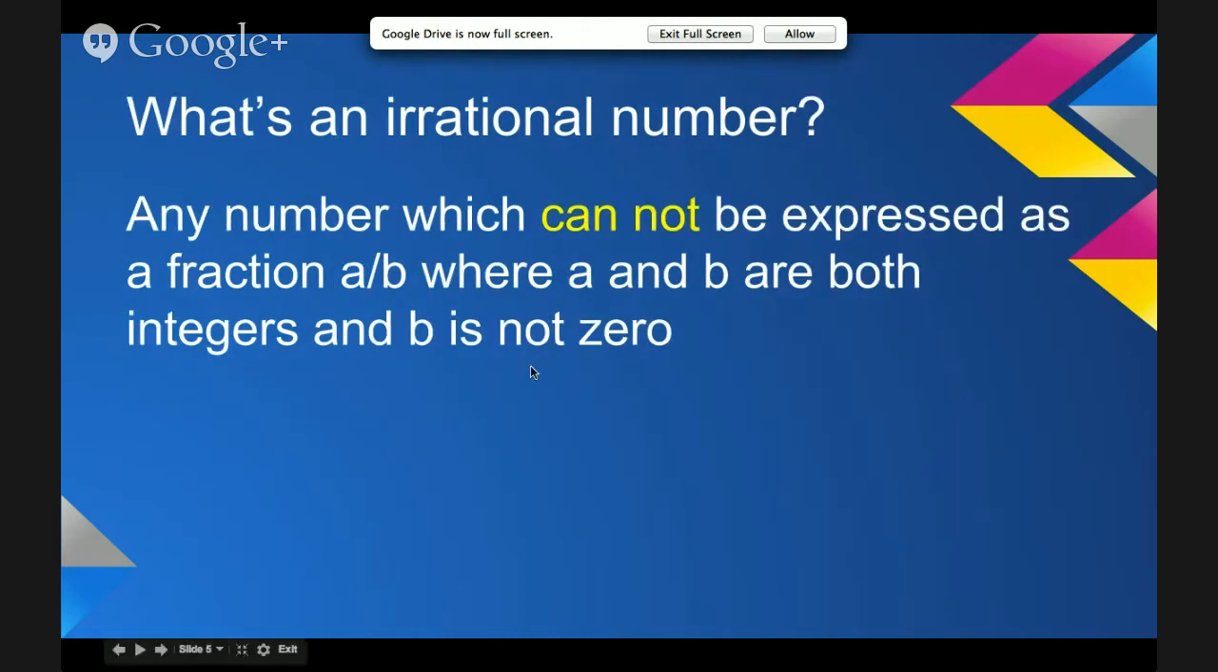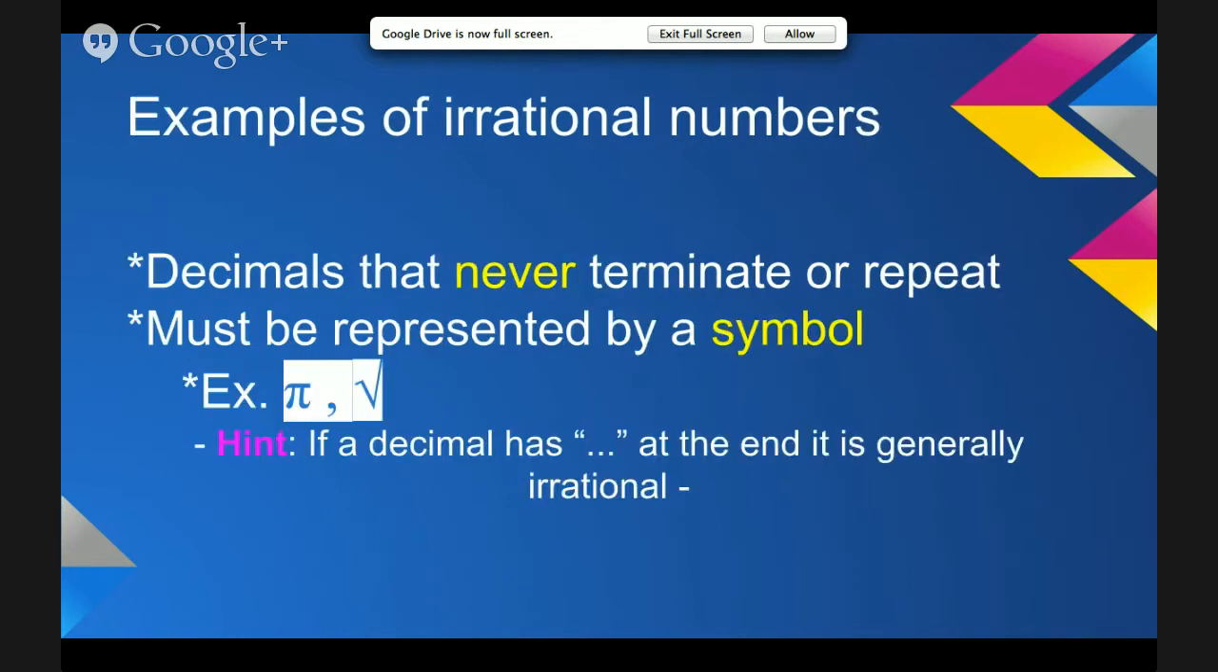So what's an irrational number? An irrational number is any number which cannot be expressed as a fraction a over b, where a and b are both integers and b is not 0. So for example, decimals that never terminate or repeat are considered irrational numbers. Irrational numbers must be represented by a symbol. Example, pi or a square root symbol. If a decimal has a dot-dot-dot at the end, this is a good hint that it's irrational.